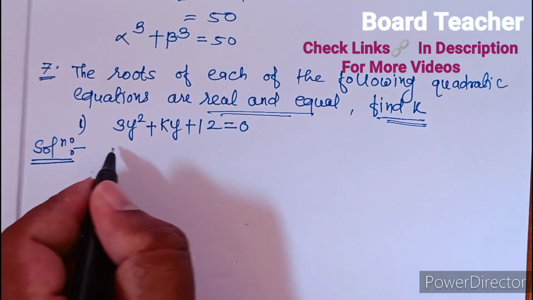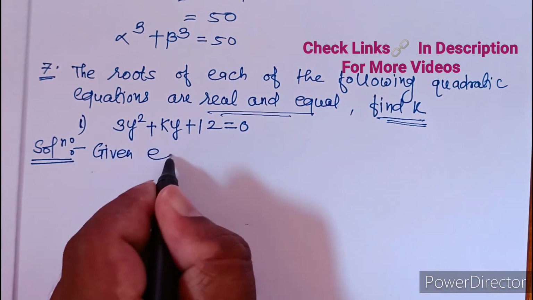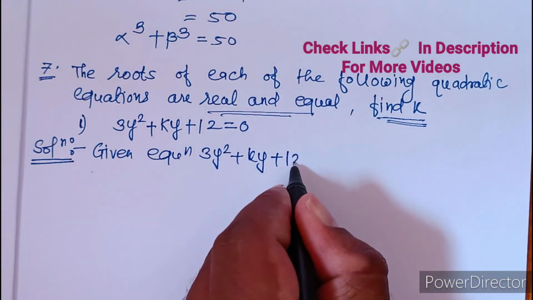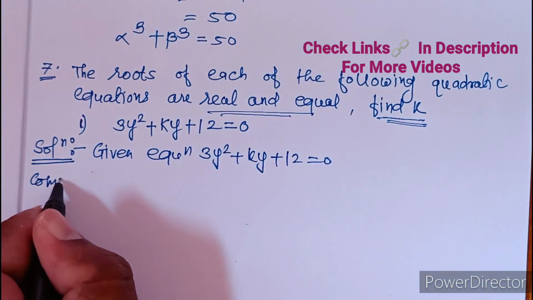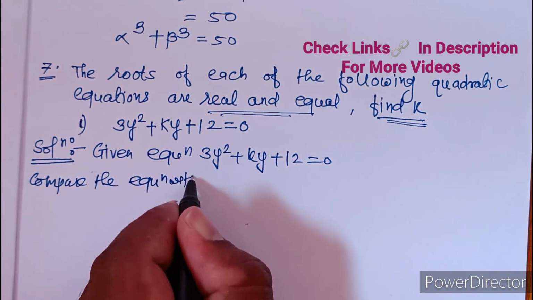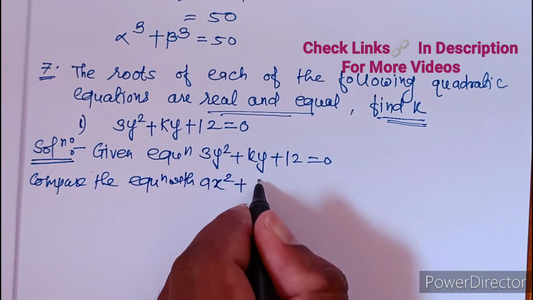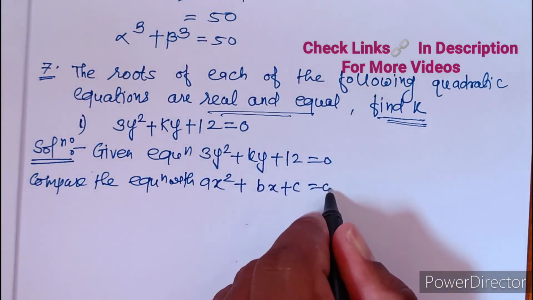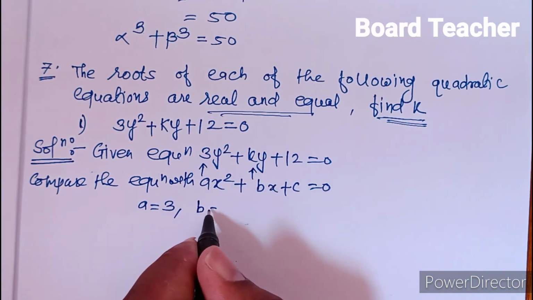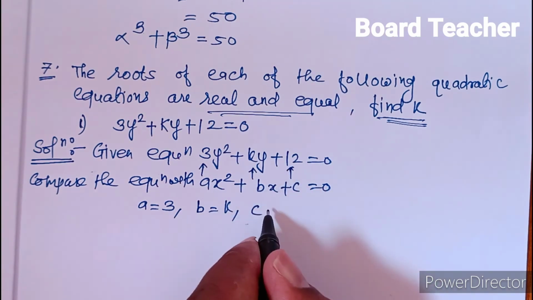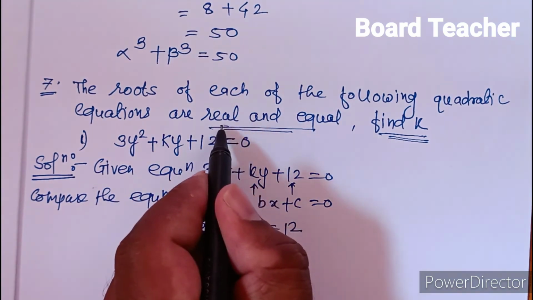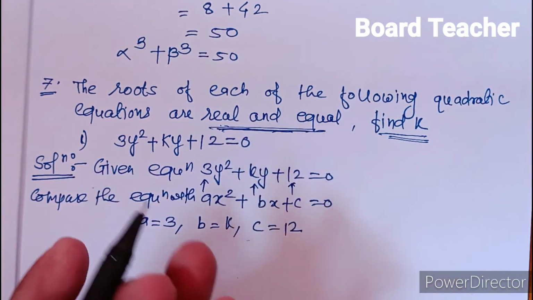The given equation is 3y square plus ky plus 12 equals 0. We have to compare this equation with the standard form, that is ax square plus bx plus c equals 0. We get the value of a equals 3, the value of b equals k, and the value of c equals 12.